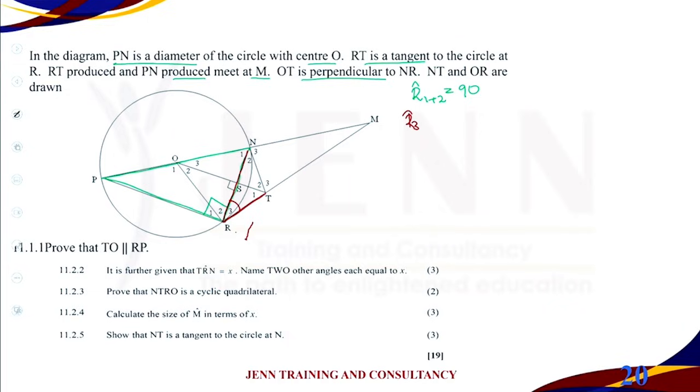So now the angle between a tangent RT and a chord RN is angle R3. So the angle between the tangent and a chord is equal to the angle in the alternate segment. Which angle is that one? That will be angle P. So which simply means angle R3 will definitely be equal to angle P, and the reason for that will be using the chord theorem.